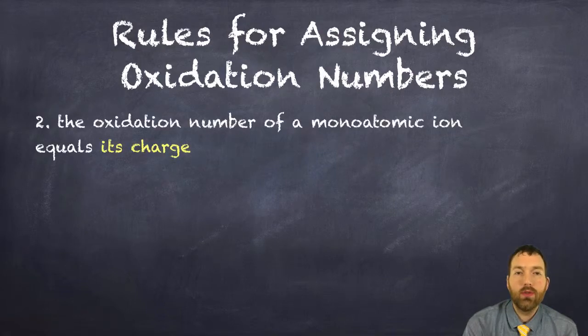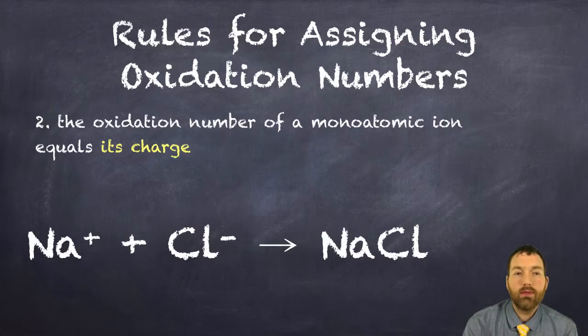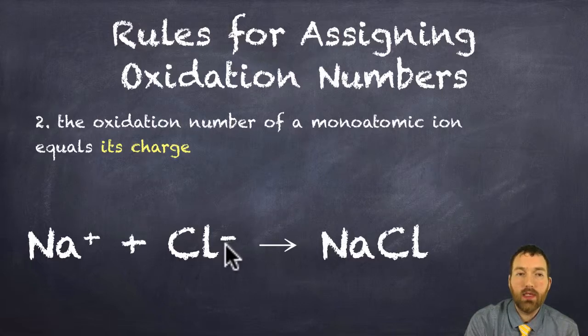Rule number 2: the oxidation number of a monoatomic ion equals its charge. Here I have sodium ion plus chloride ion makes sodium chloride. Now my two reactants are ions. This is sodium with a +1 charge as an ion. This is chloride with a -1 charge. In this case, your life is easy. The oxidation numbers are the charges. So this would get a +1, and this would get a -1.